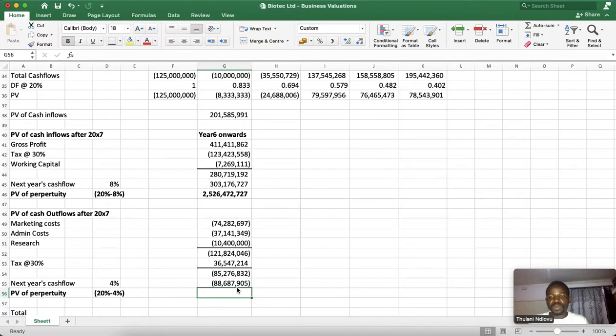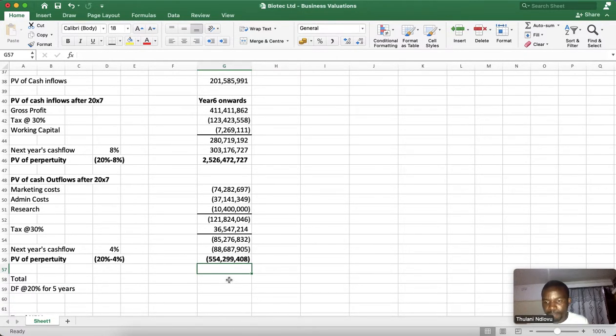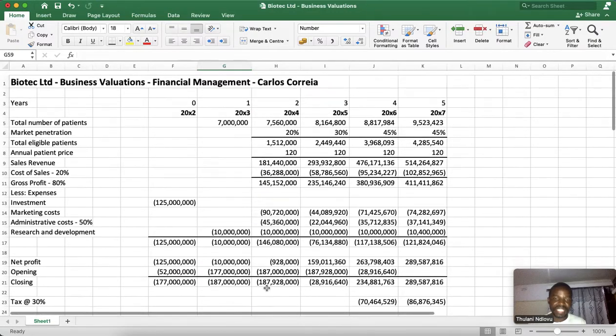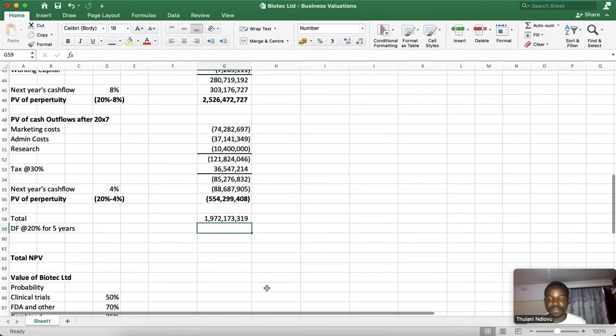This now has to be divided by cost of equity minus growth, which is now 20 minus 4, which is 16%, divided by 0.16. We get the present value of the expenses as that one. Then now the total, we'll say this figure plus that figure. This is the present value of the perpetuity from year 6 until infinity.